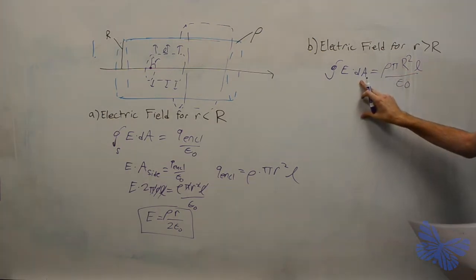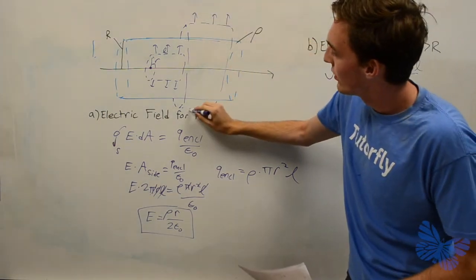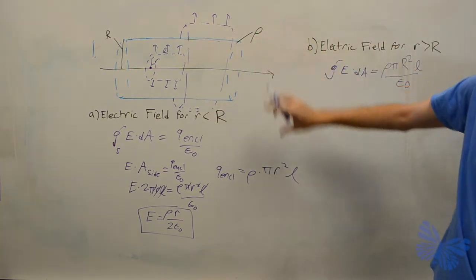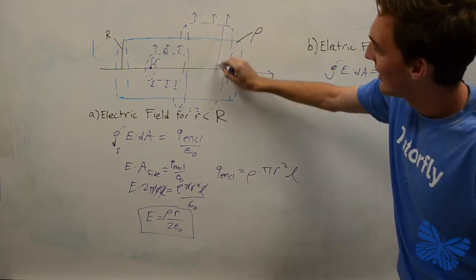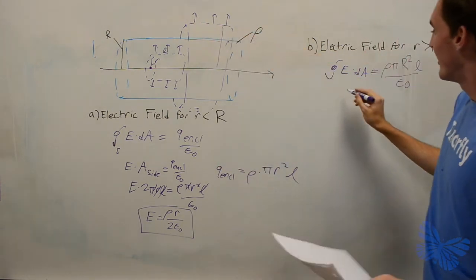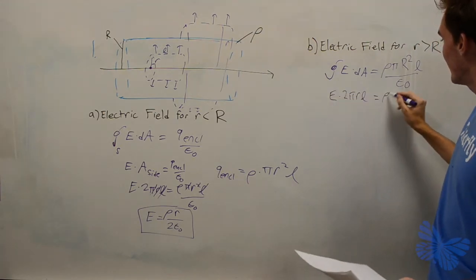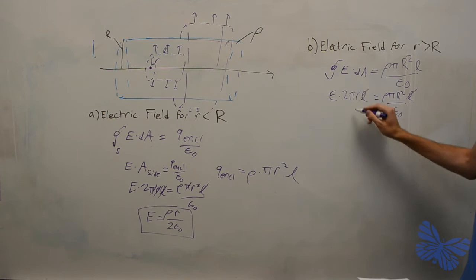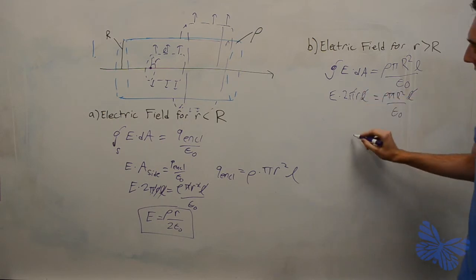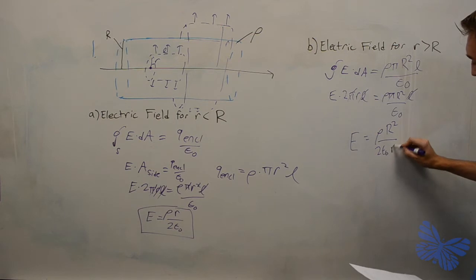And then to calculate this integral, we know that E is still always going to be pointing out like this. So we can again just use the area of the side. That's going to be 2 pi, and this is little r. So it'll be E times 2 pi r L. That equals this. So this cancels, this cancels, this cancels, this cancels, and we end up getting that E equals rho R squared over 2 epsilon naught little r.